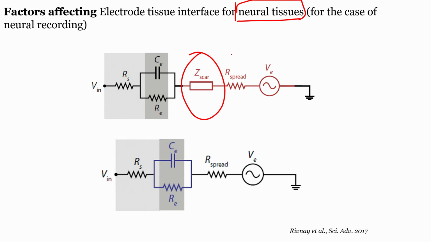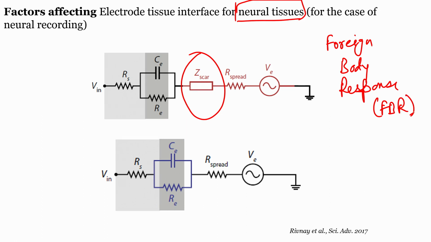So what does this Z scar mean? Whenever you insert any foreign object, the first response of our body is the foreign body response, or FBR. Now this FBR can also, in terms of neural tissue, be considered a neuroinflammatory response, which means if any foreign object is being inserted, in this case an electrode, it causes inflammation or adverse effects to the tissue. It can cause breakage of the tissue, or it can cause blockage of the blood flow inside the brain.